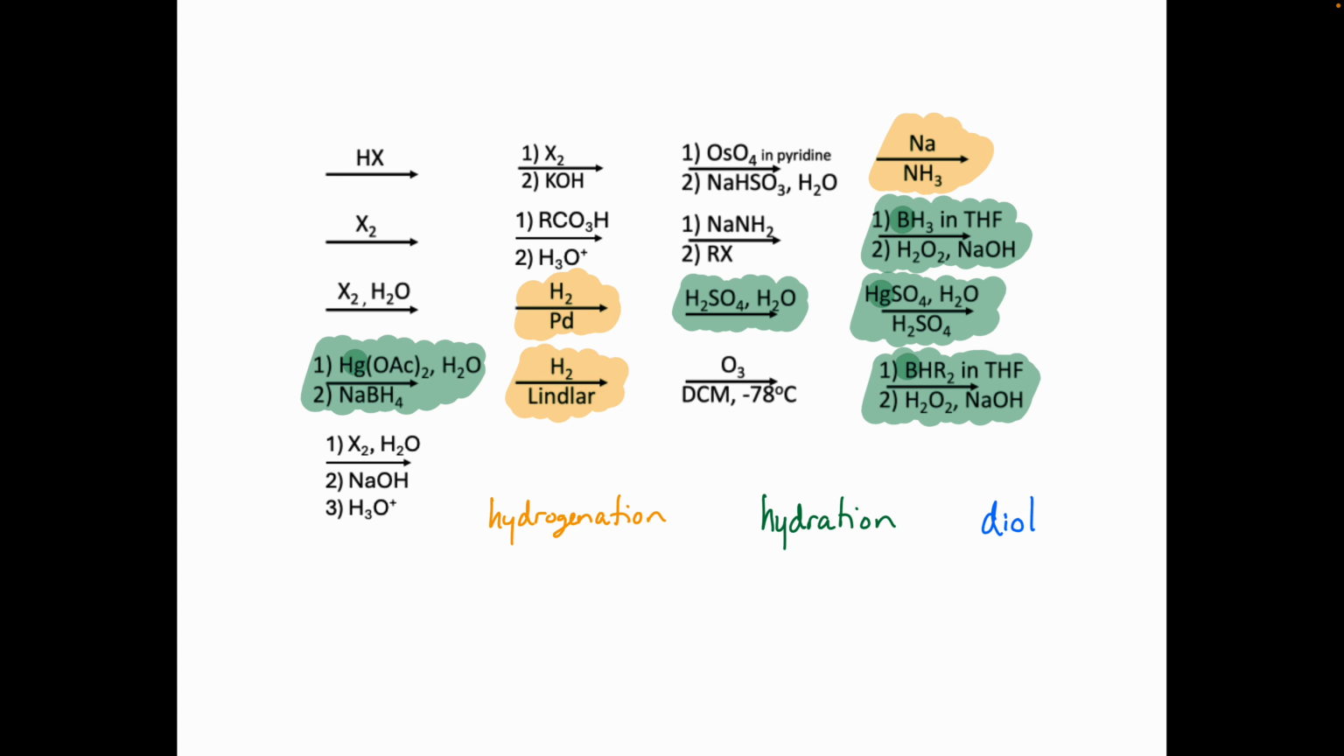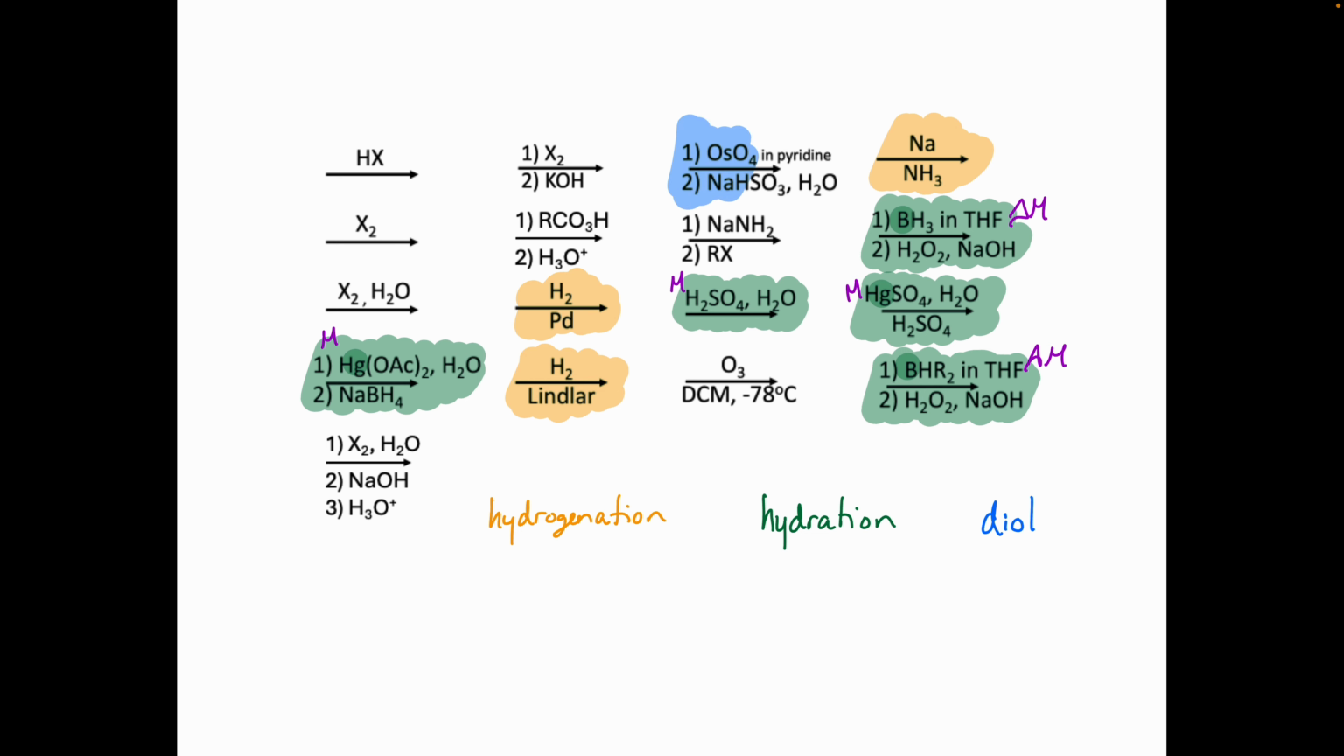Everybody take a second. I think I kind of gave it away, but the mercury ones are our Markovnikov, as well as our acid catalyzed one with that carbocation intermediate. The hydroboration reactions are the anti-Markovnikov hydration reactions. All right, and then what about my diols?